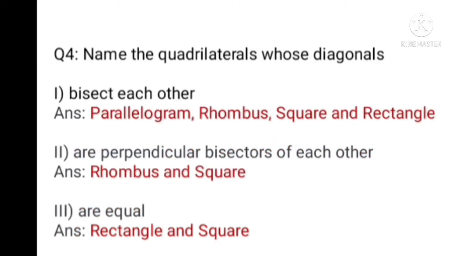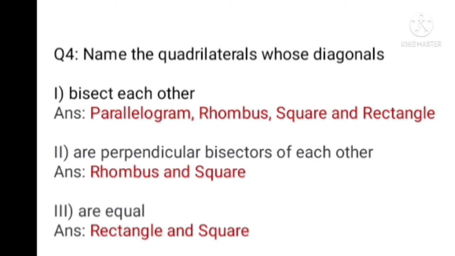Next question: name the quadrilaterals whose diagonals bisect each other. We can discuss the properties of all the quadrilaterals. Diagonals bisect each other in the parallelogram, rhombus, square and rectangle. These four quadrilaterals have diagonals that bisect each other.